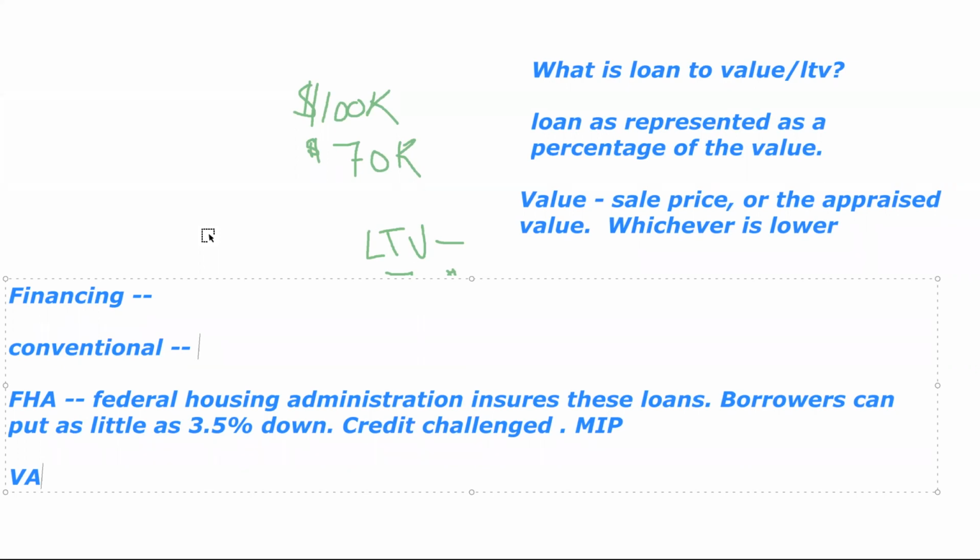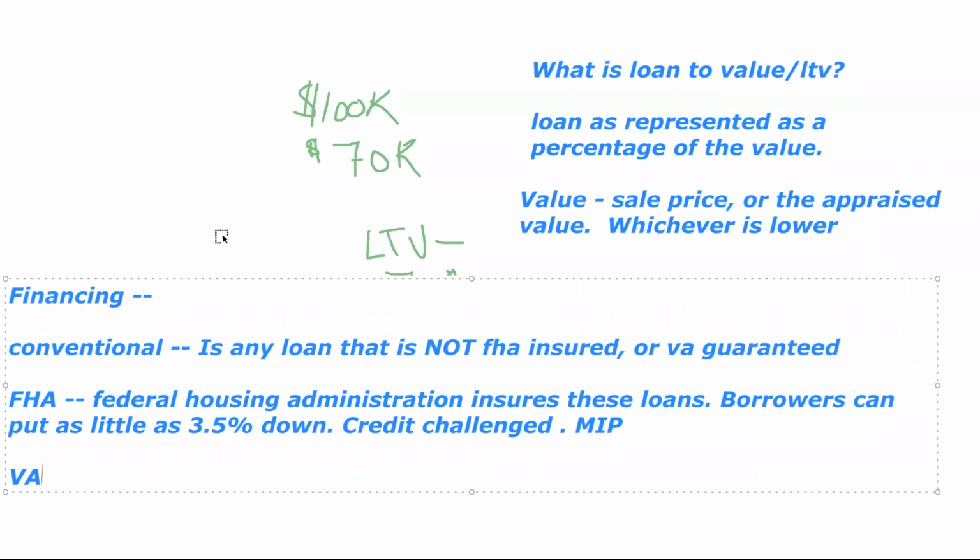So let's talk about a conventional loan. A conventional loan is any loan that is not FHA insured or VA guaranteed.